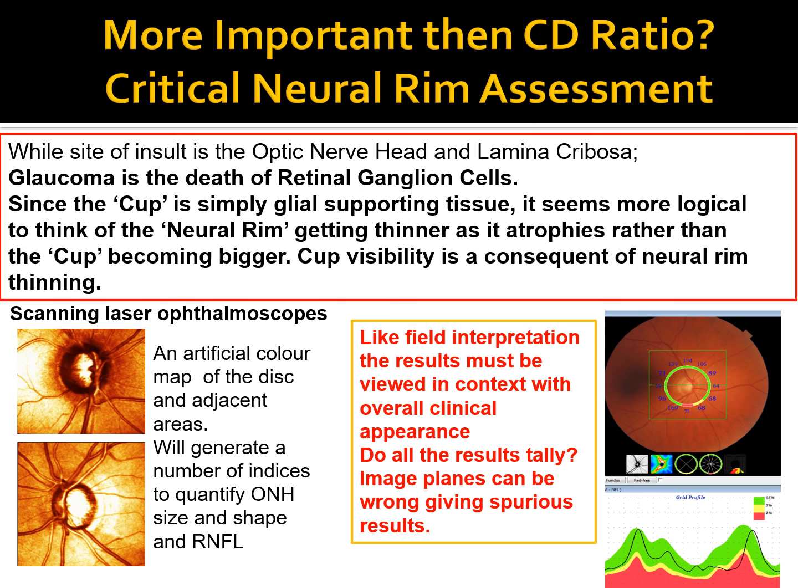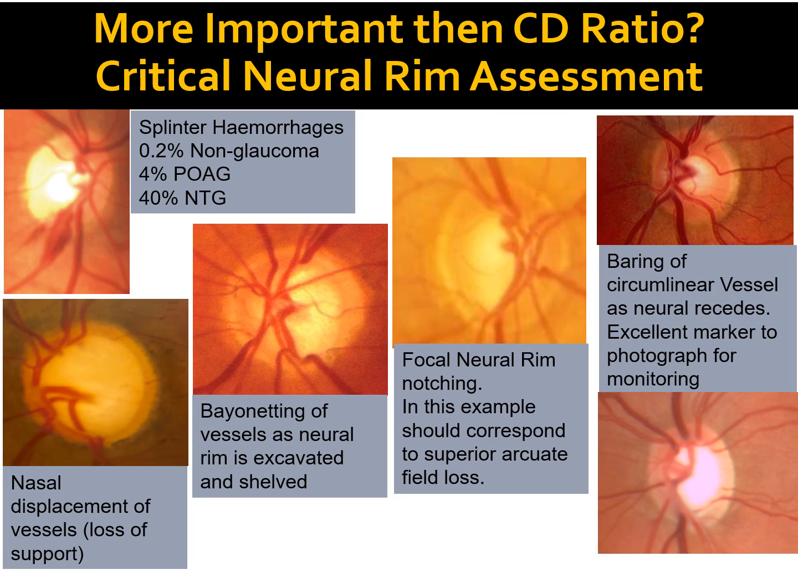So while the site of insult is the optic nerve head and the lamina cribrosa, remember what we've always said, glaucoma is the death of retinal ganglion cells. So since the cup is simply glial tissue, supporting tissue, it seems more logical to think of the neural rim getting thinner as it atrophies, rather than the cup becoming bigger. Cup visibility, to me anyway, is a consequence of neural rim thinning. So these are the things that I think are critical. And it doesn't matter what a CD ratio is.